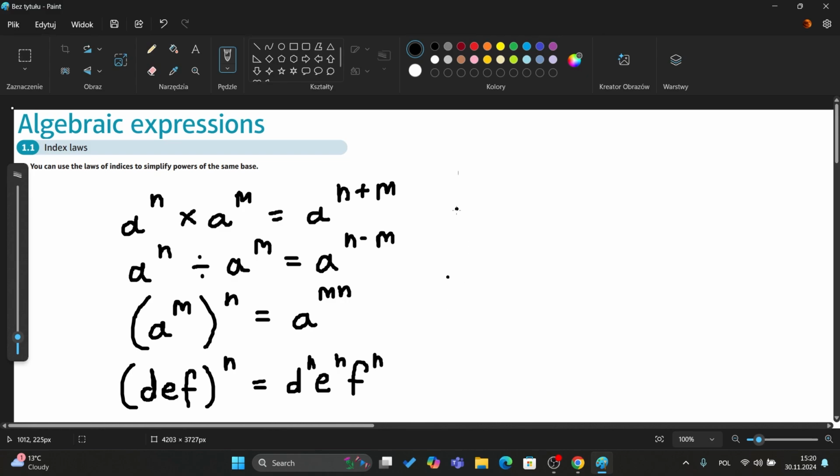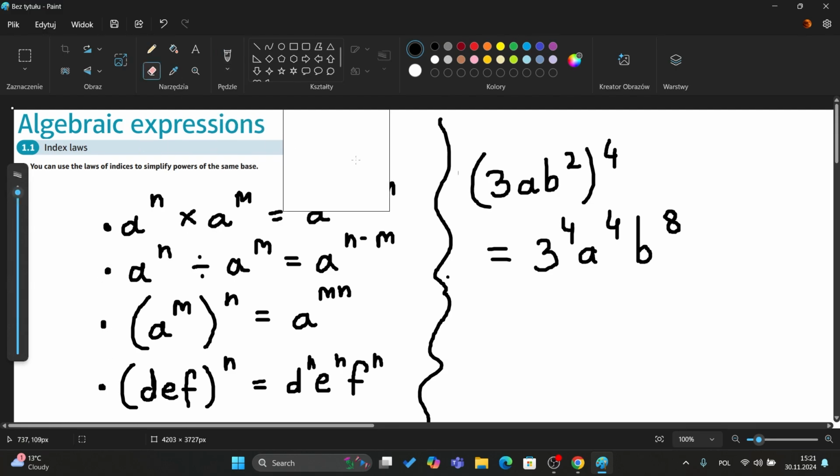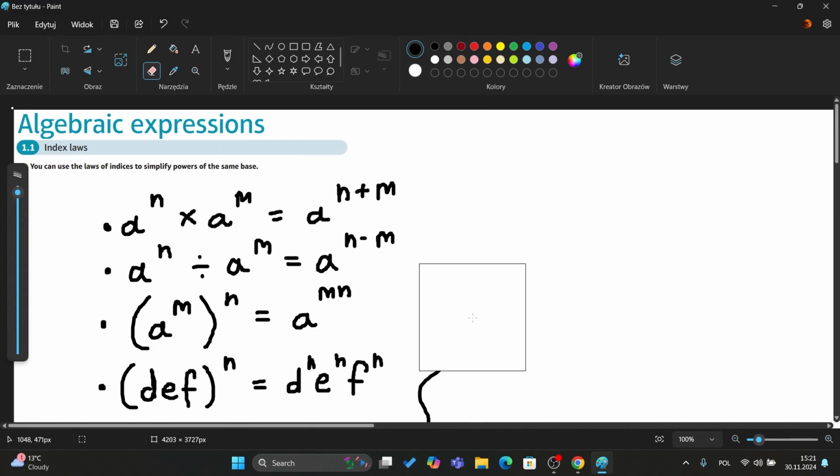For example, here, 3ab squared all to the power of 4. What happens is that 3 gets to the power of 4, a gets to the power of 4, and b gets to the power of 4, but because it's squared, we have to multiply the powers together. 2 multiplied by 4 is 8, using the third rule of indices. So here they are, 4 rules of indices, and we're going to use them to solve some questions.